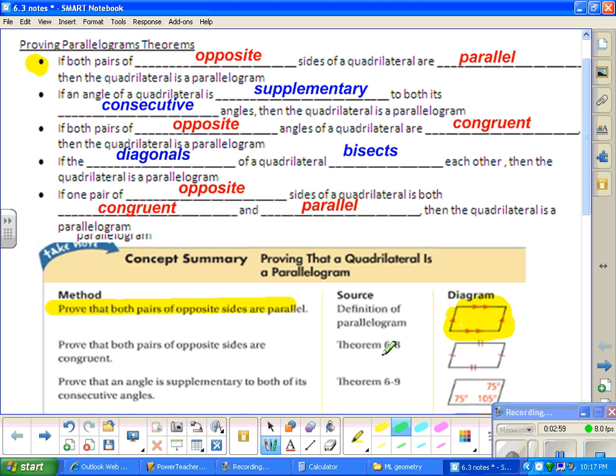The next one, prove that both pairs of opposite sides are congruent. You use theorem 6-8, which is showing that the opposite sides are congruent to each other. Oh, that one's not written up here. Talks about opposite angles, but oh, yeah.